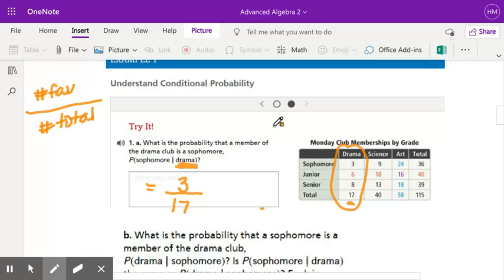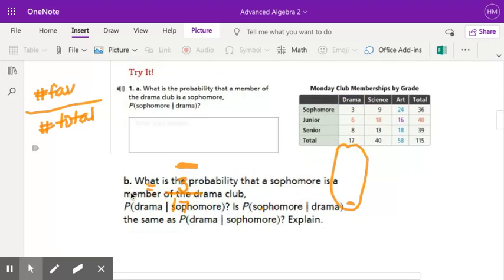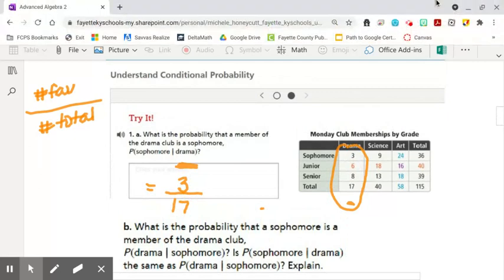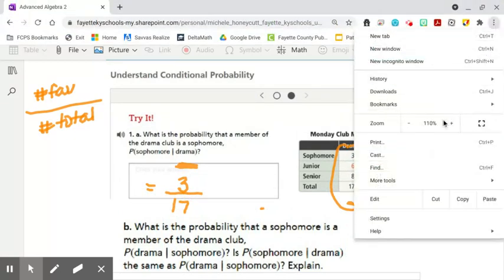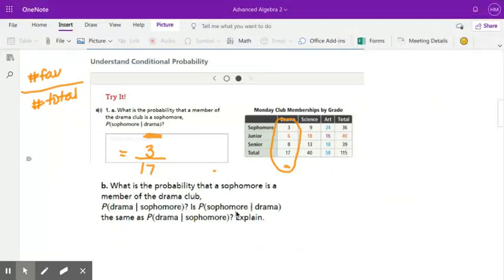For part B, what's the probability that a sophomore is a member of the drama club? Let me see if I can zoom out a little better so we can see everything at the same time. There we go. What's the probability that a sophomore is a member of the drama club? In other words, what's the probability that, given someone is a sophomore, they're in the drama club?